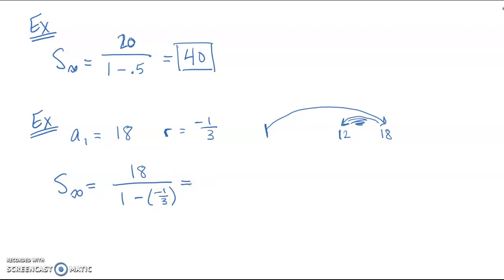And so if we go to your calculator, that's 18 divided by 4/3, and not the prettiest number. Actually, it's not that bad. He ends up at 13.5. So he'll be jumping right around 13.5, but if he jumps forever and ever and ever, he would end up at 13.5 exactly. Okay, so that's an infinite geometric series.